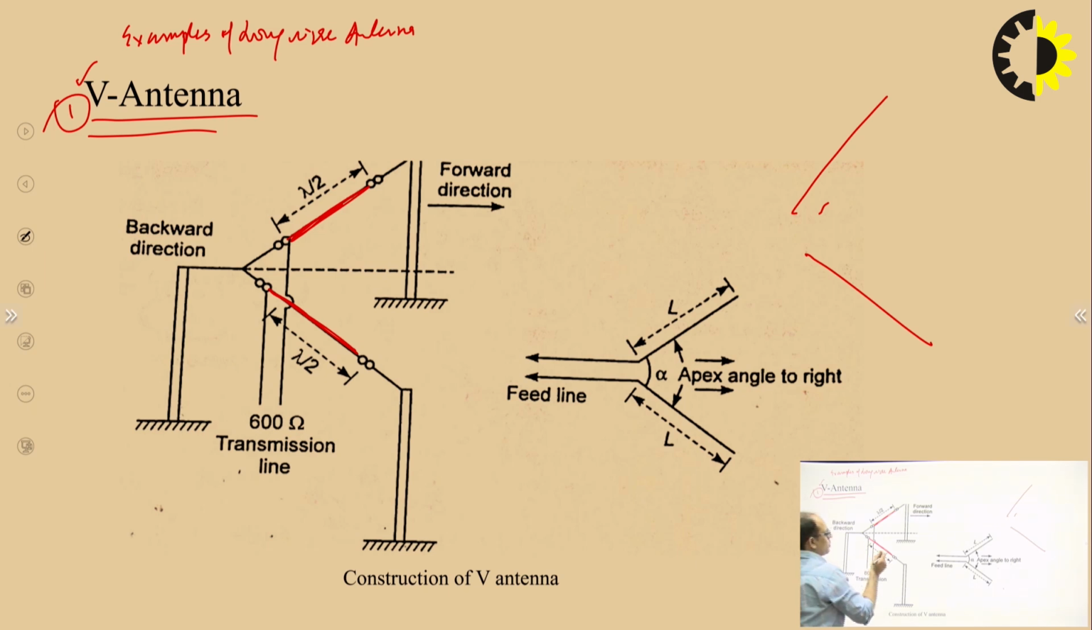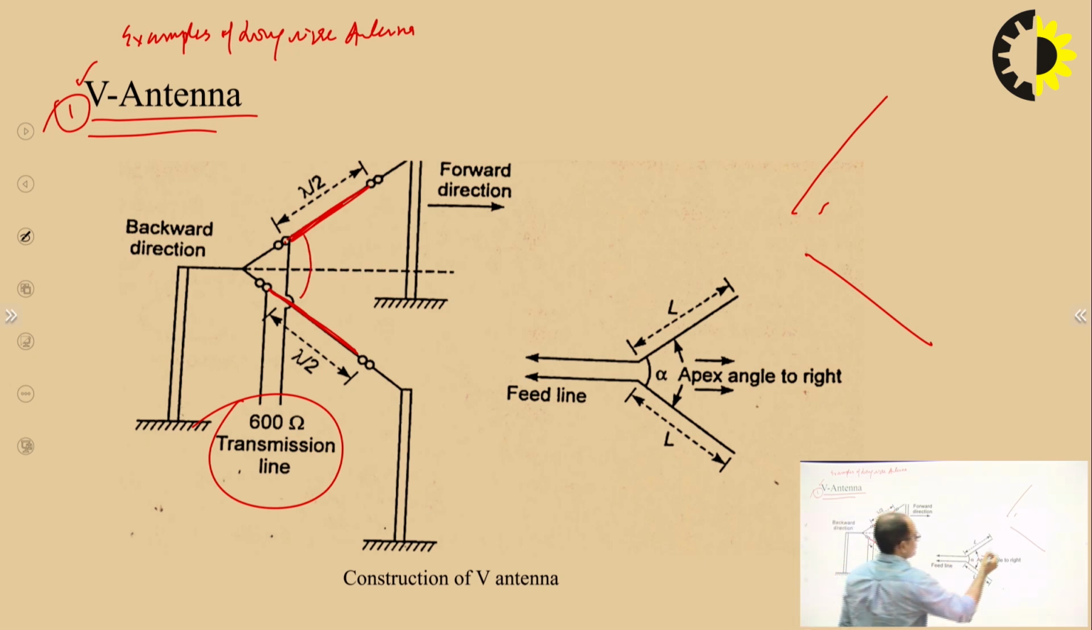Okay. Now you can see that there is an absence of terminal impedance, which means the overall radiation pattern will be bidirectional. This one is the transmission line which provides the source to this type of antenna, and the angle of this V shape, this alpha, is known as the apex angle.